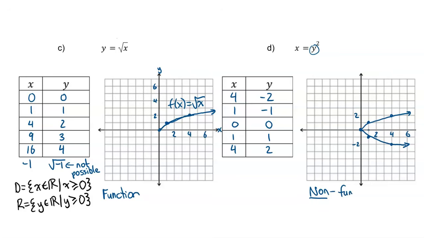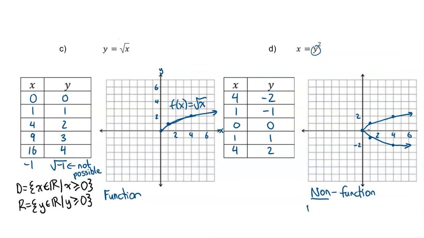This is clearly a non-function, and that's because there are several x values that actually have two corresponding y values. In fact, every x value to the right of 0 is going to have two corresponding y values, and so that's not a function. It also fails the vertical line test. If we draw any vertical line to the right of 0, it's going to go through the function twice.